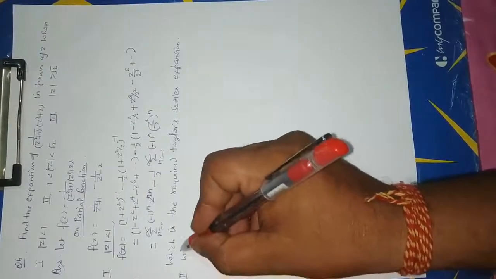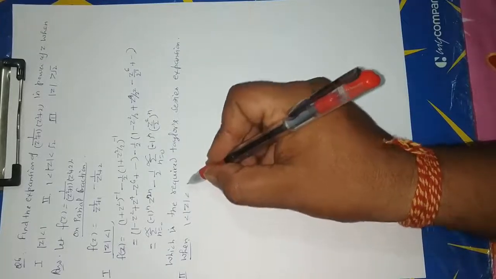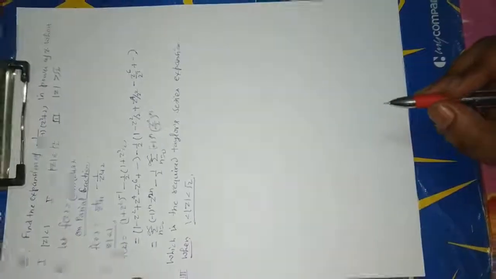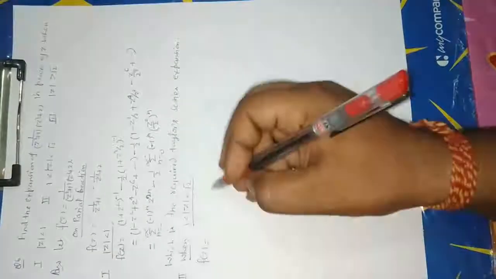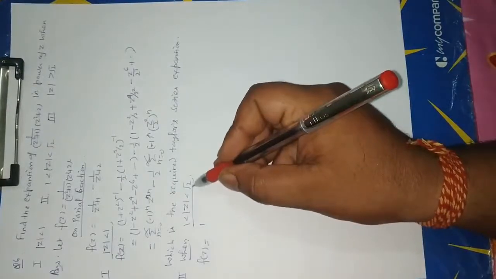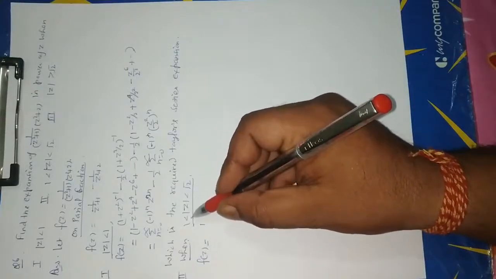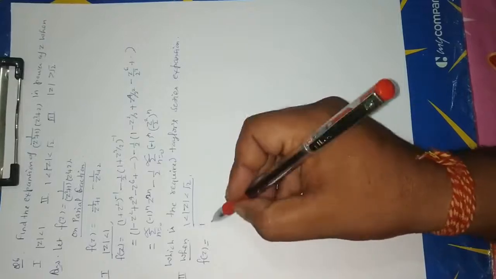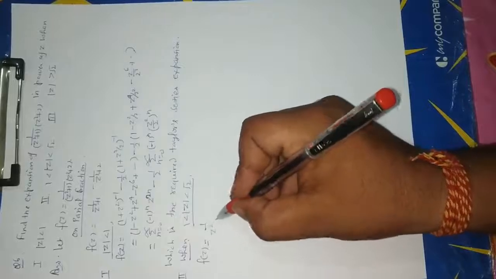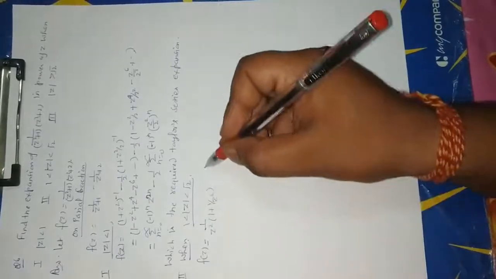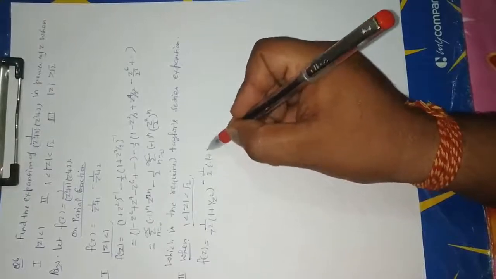Now, when the region is modulus z greater than 1 and less than under root 2, then f(z) equal to: under root 2 is greater than 1. Sorry, |z| is greater than 1. Now z square is common in this f(z), 1 plus 1 upon z square. Here 2 common, 1 plus z square upon 2.